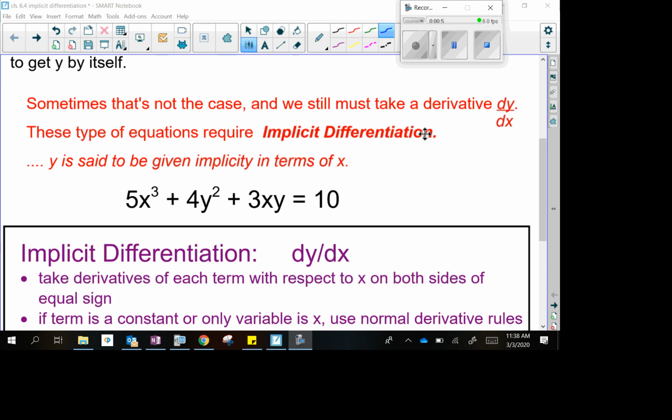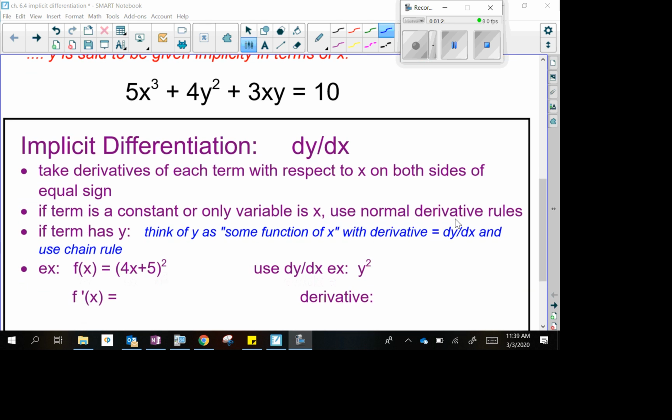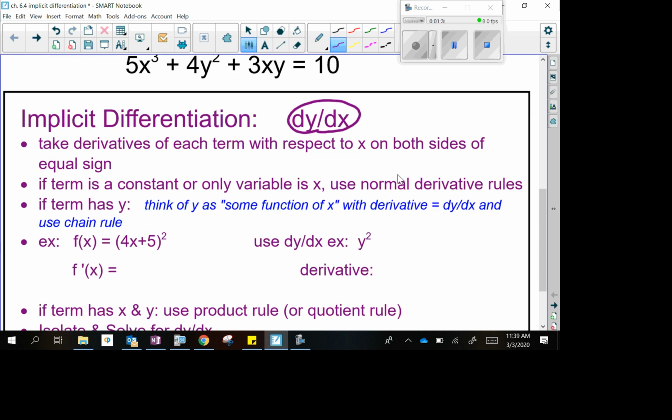Implicit differentiation is when y is more intermixed in the equation, and it would be harder to get it by itself. So y is said to be given implicitly in terms of x. It just means that the equation really uses both variables, not just a y function using x. When we've got these types of equations, we have to use implicit differentiation. We're going to use the symbol dy/dx a lot, and it takes on a little more meaning here. It still means a derivative of some type, but it takes on a slightly different connotation.